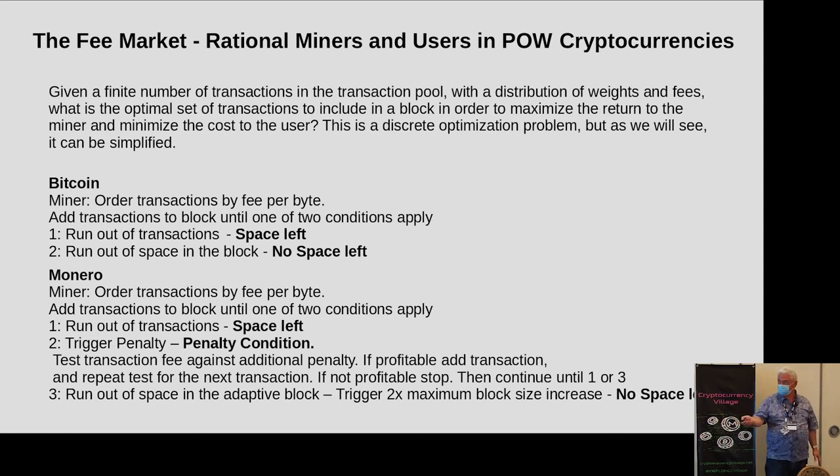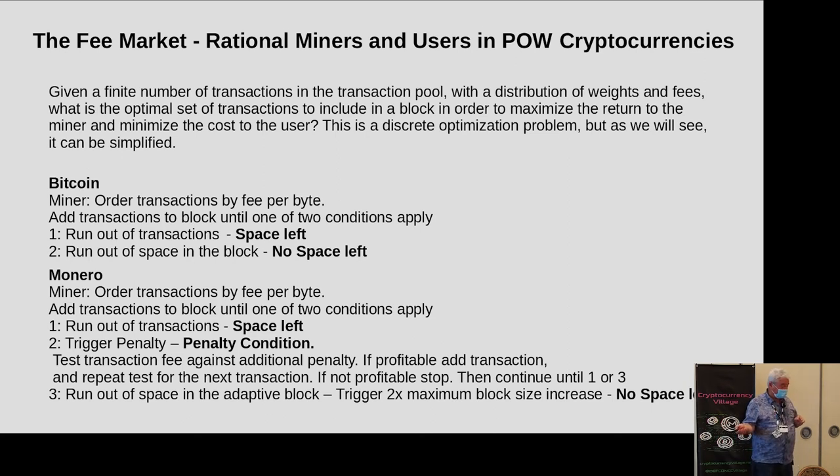In Monero, you do the same thing. You run out of transactions. That's kind of where we are today, because we're still under the 300,000 limit. So we're actually in this condition. Once you trigger the penalty, you go into the penalty condition. And what happens is, you order all your transactions in order of fee per byte. You're left with the lowest transaction. You test it against the additional penalty. If you make a profit, you put it in. If you don't make a profit, you don't. So the lowest paying transaction in the block that gets in is actually at the penalty. In order to scale the block, you need at least to get into the penalty, so you can at least leave that one transaction in there.